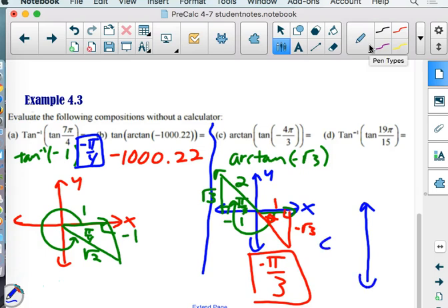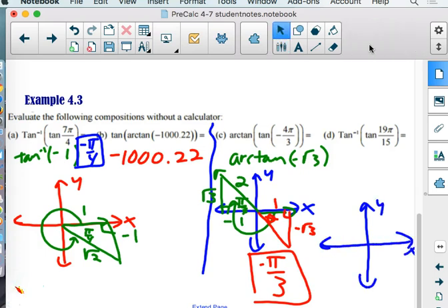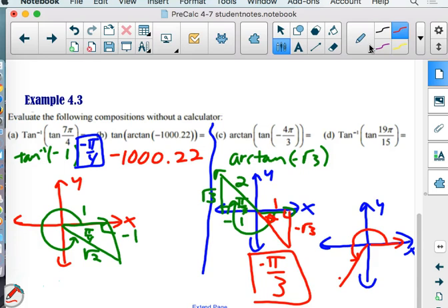This one. How should we think of 19 pi over 15? 1 4/15 pi. Goodness. Okay, so 1 4/15. Got a little 4 pi over 15 here. Okay. 4 pi over 15. Good gravy. Is that one we even know? 4 pi over 15. Do we know that one?